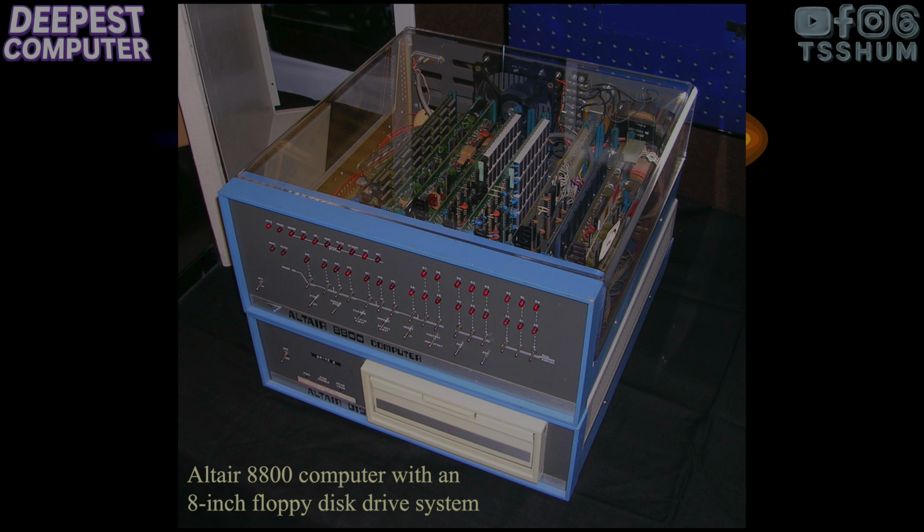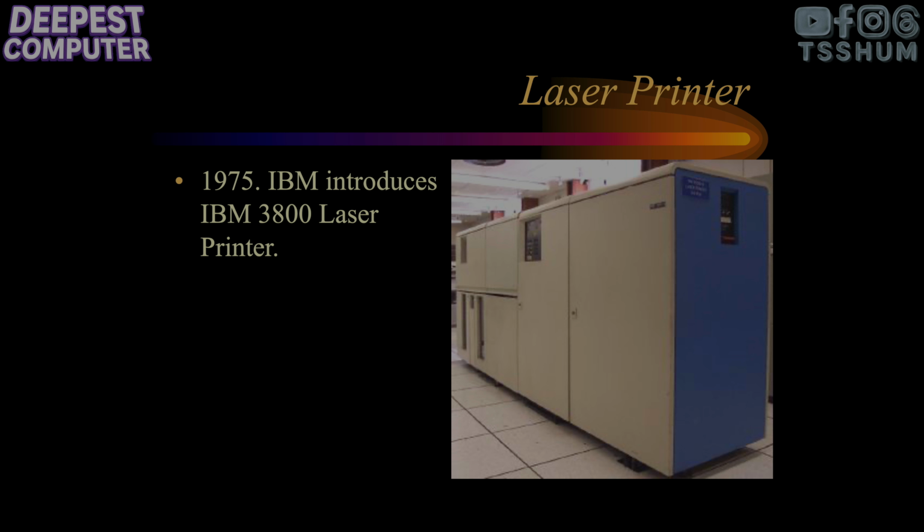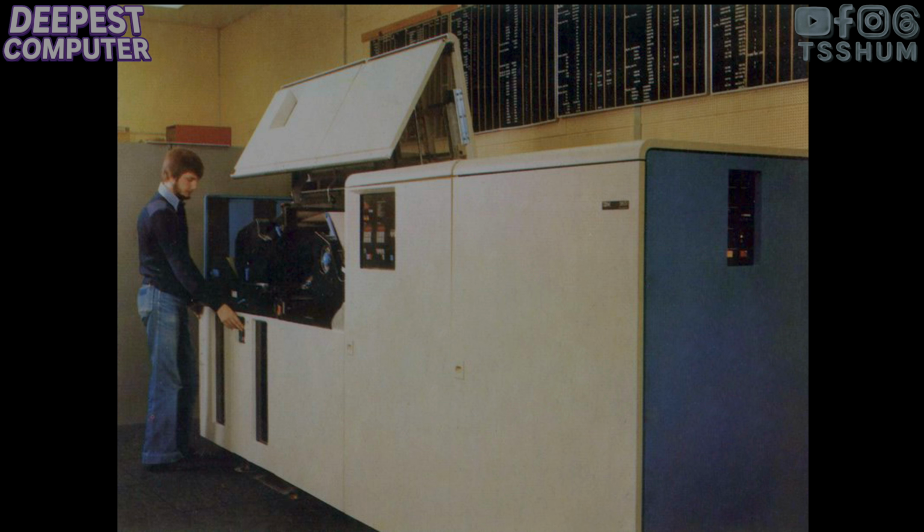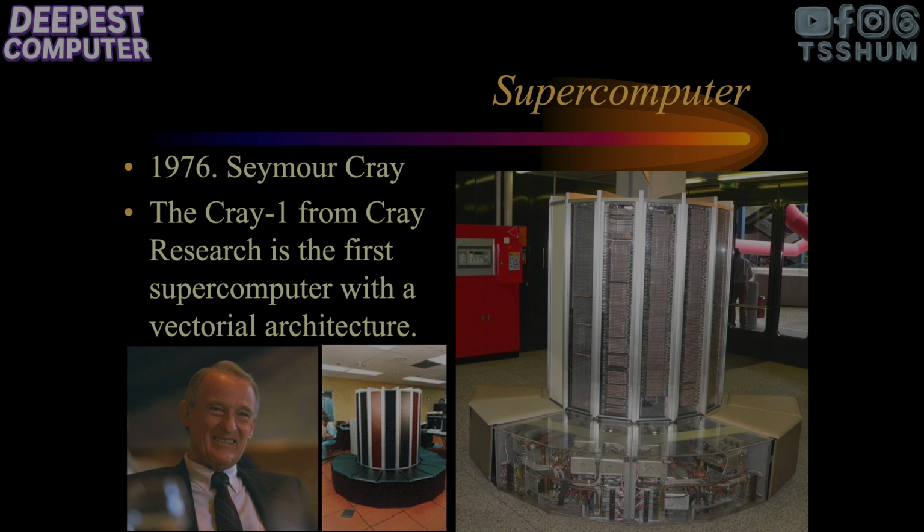This slide shows the Altair 8800 computer equipped with an 8-inch floppy disk system. In 1975, IBM introduced the IBM 3800, one of the earliest laser printers. This is a close-up image of the IBM 3800 laser printer. In 1976, Seymour Cray introduced the Cray 1 from Cray Research, the first supercomputer to use a vector architecture.